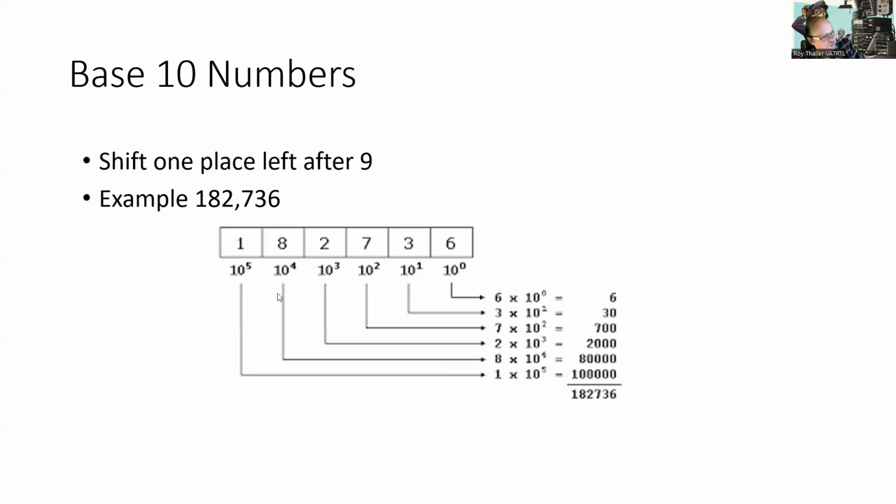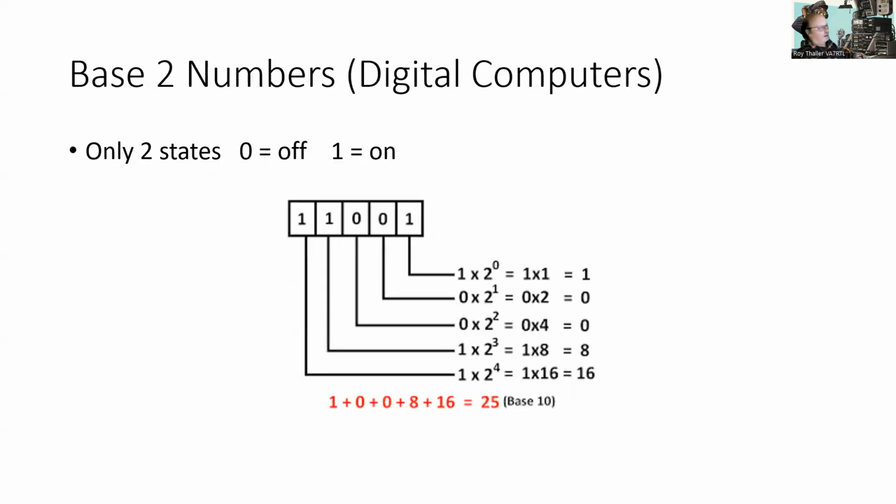So you can write the numbers down like this. So it's 1 times 10 to the 5th, 8 times 10 to the 4th, 2 times 10 to the 3rd, 7 times 10 squared, 3 times 10 to the 1st, and 6. And when you add all these things together, you end up with the same number, 182,736. So normally you wouldn't do this with base 10 numbers, which we use every day, but it becomes important when you start getting into digital stuff. And digital stuff is base 2. And basically, there's only two states, 0, which is off, and 1, which is on.